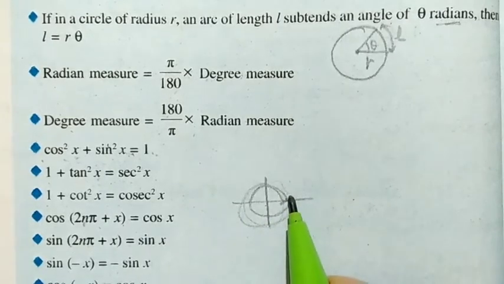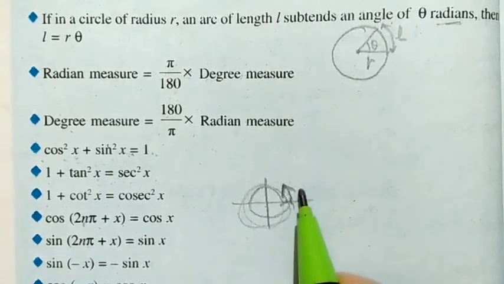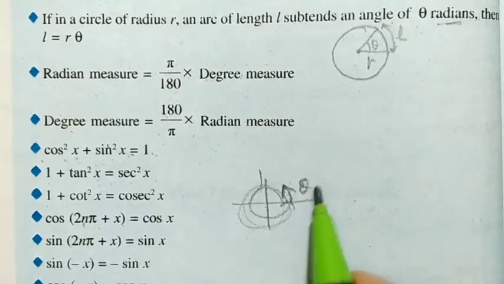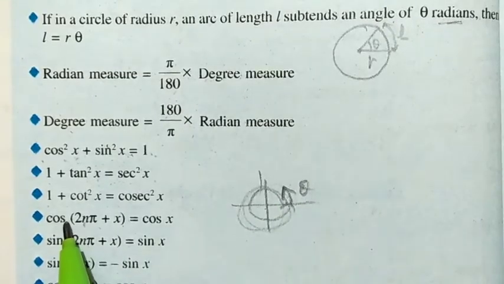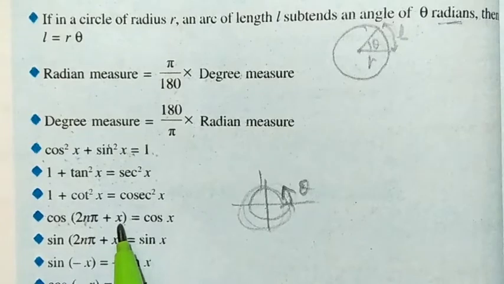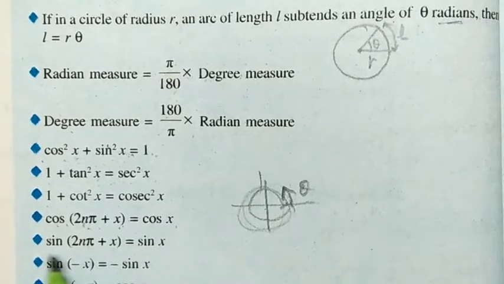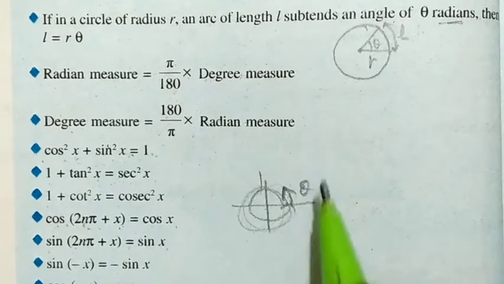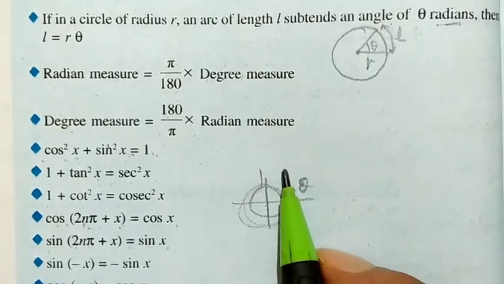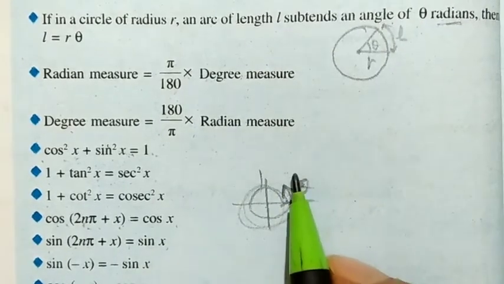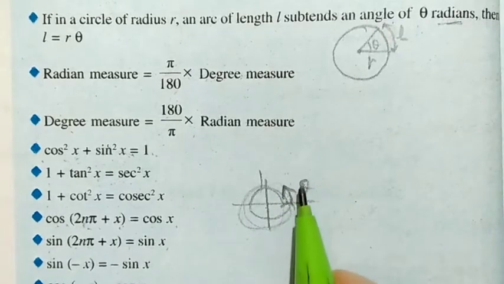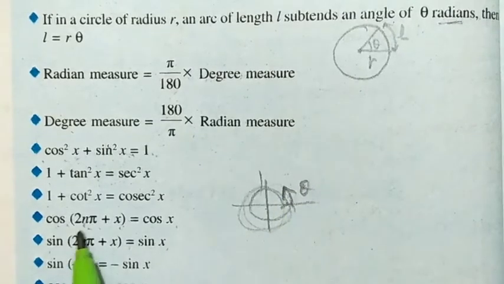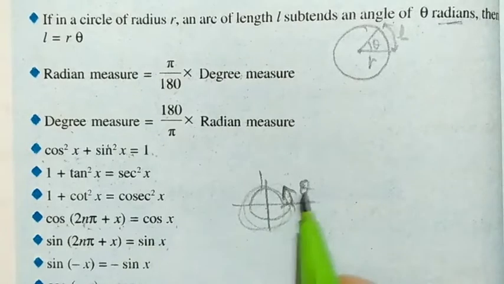So again this theta is the anti-clockwise angle made in the quadrant. So cos of 2n pi plus x is equal to cos x. Similarly, sin of 2n pi plus x is equal to sin x, because in the first quadrant sin, cos, tan, cot, sec, cosec are all positive, and this is the same here. Okay, in the first quadrant.